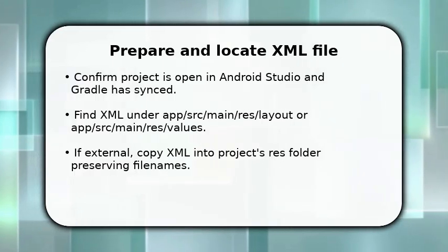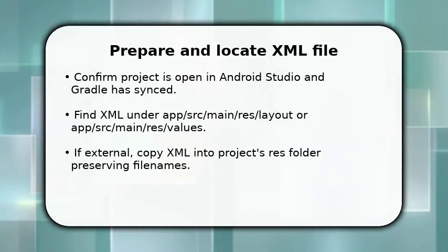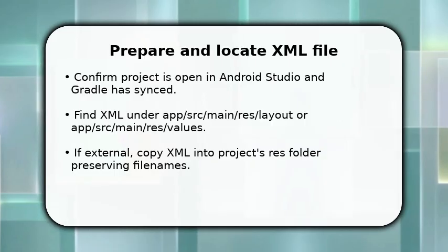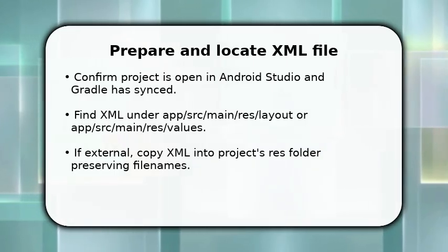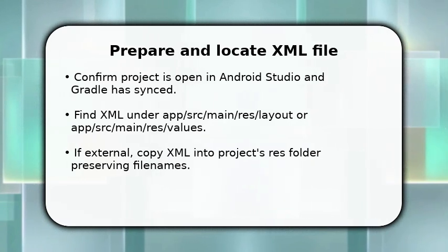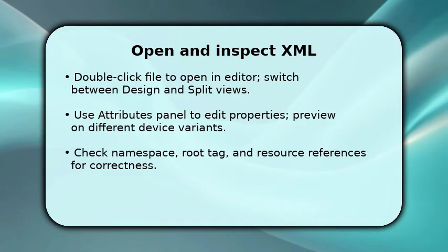If the file lives outside the project, copy it into the appropriate res subfolder because Android relies on resource paths and names. Placing it in the wrong folder breaks references. Once done, refresh the project pane or press sync to ensure Android Studio recognizes the new file and its resource ID. You can now open the XML by double-clicking it.